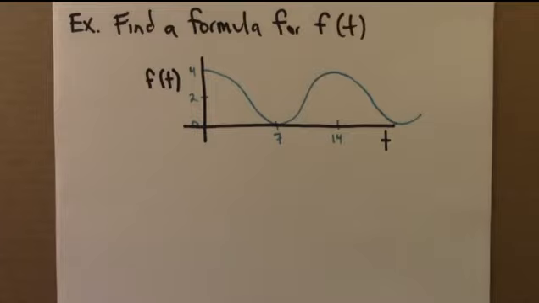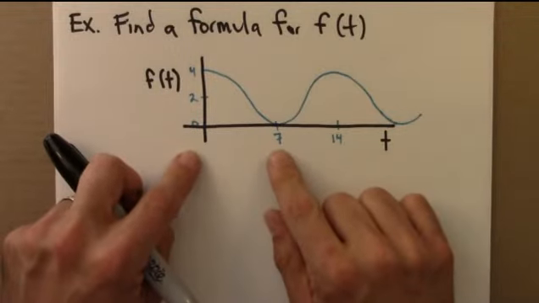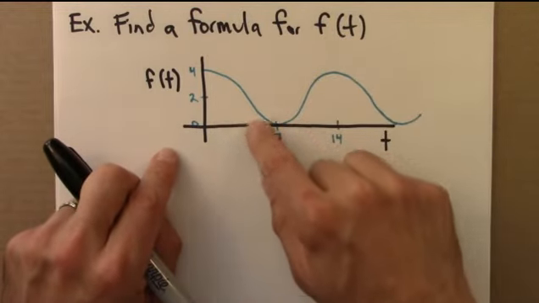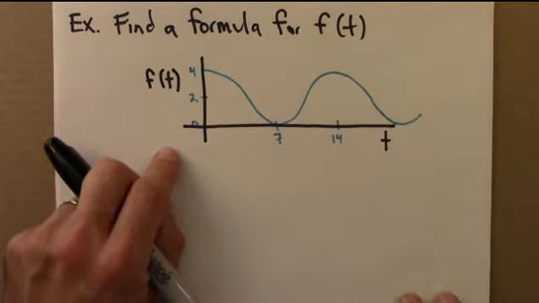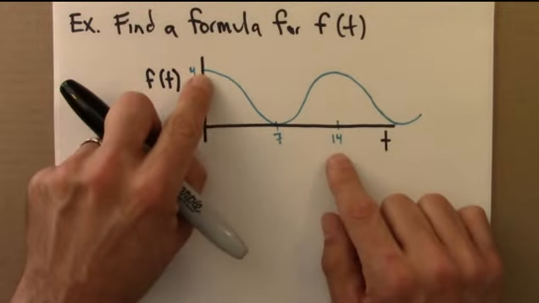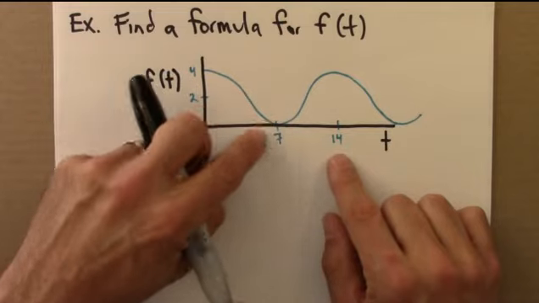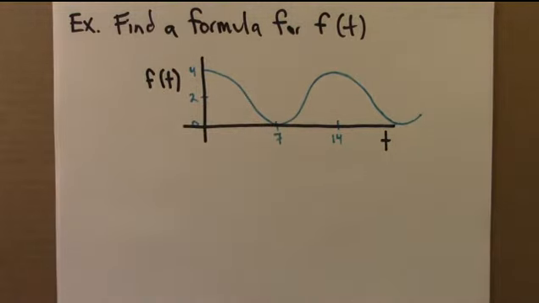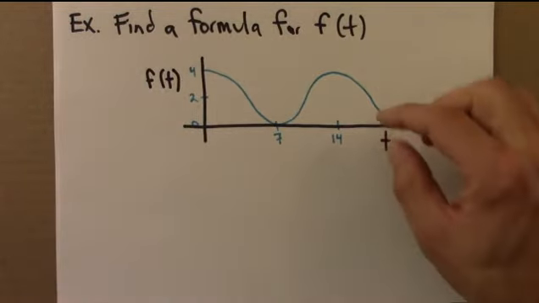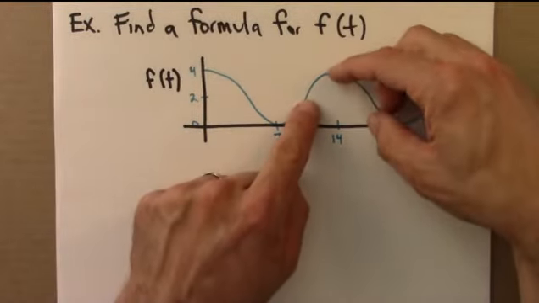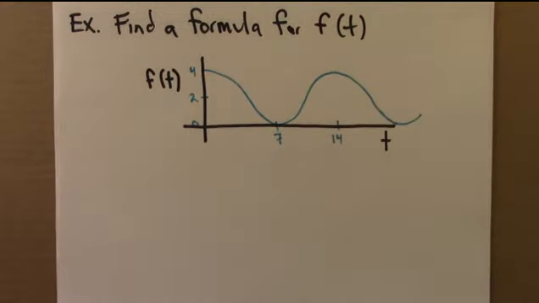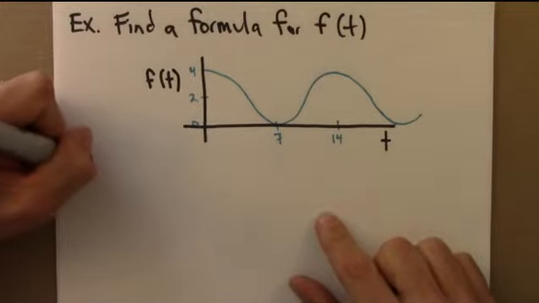Here's one more example. Suppose we're given a graph of a function, f of t, and our task is to find a formula for that. What might a formula be for a function that wiggles like this? So let's see. Again, this looks to me like a cosine because it starts high and then goes down. The amplitude is how far it is from the midpoint up to the top or from the bottom to the midpoint. So the amplitude is 2.